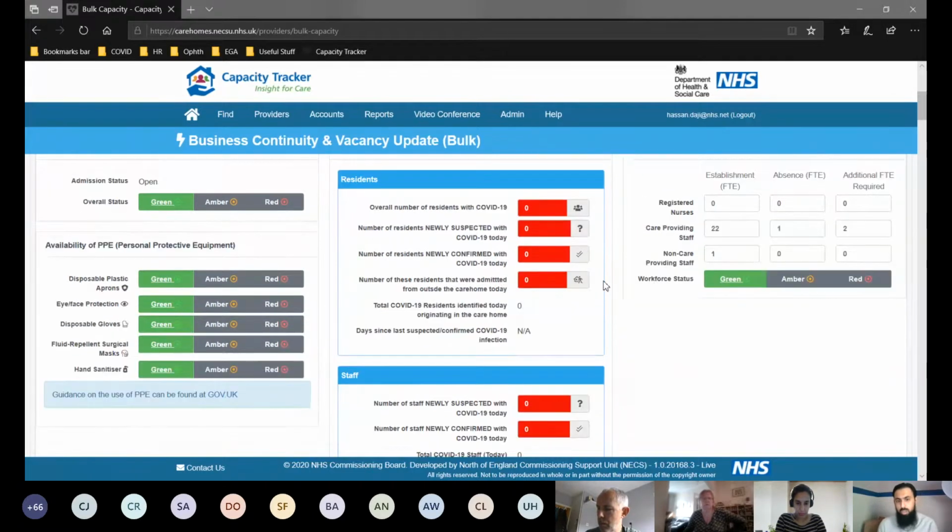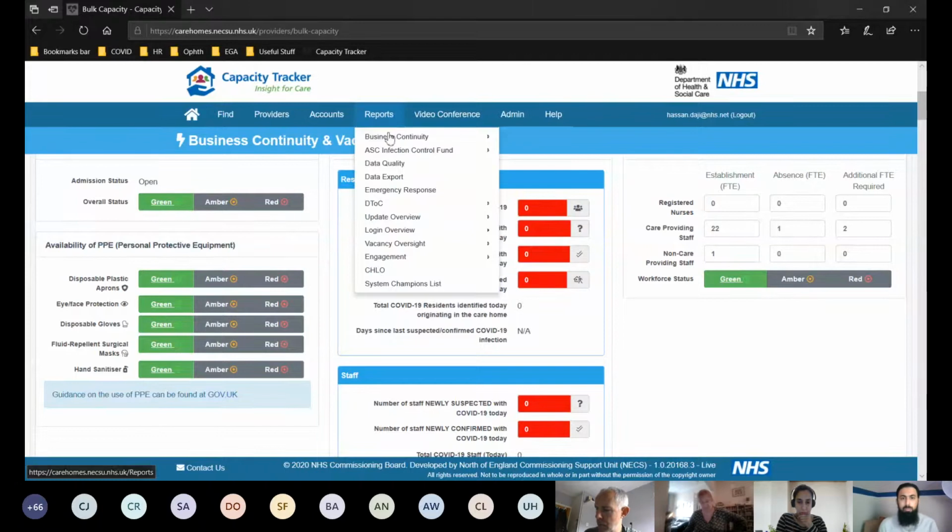So these are the questions that we expect care homes to complete each day. There's a residence question, and then there's a staff question. The staff are all staff who are employed by the care home. It doesn't include agency staff, but it's all staff employed by the care home, including non-clinical staff. So if there is a care home manager that has been going on site that has tested positive for COVID, they also need to be included in there.